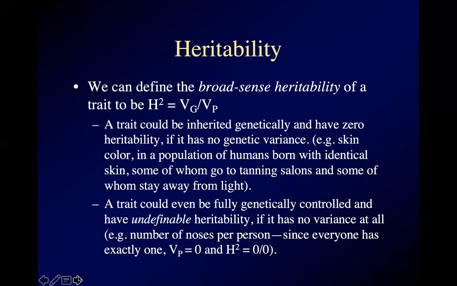Okay, we can take something called broad sense heritability, and it's usually represented by capital H squared. And that is simply the genetic variance divided by the total variance in the population. We call that heritability, but you have to be really careful because you can have a trait that is genetically inherited but has no genetic variance.